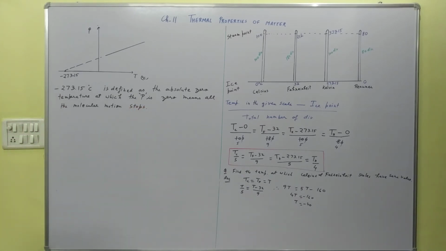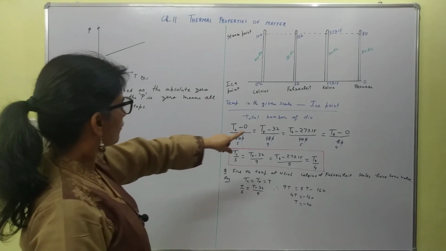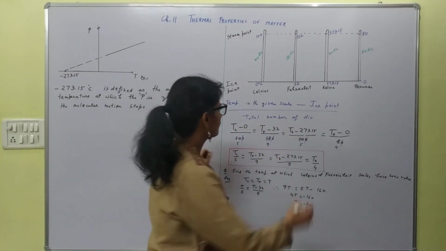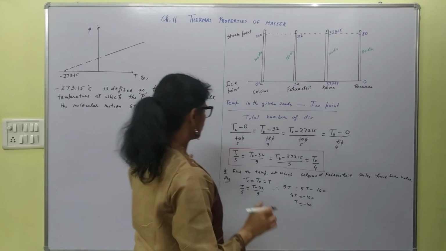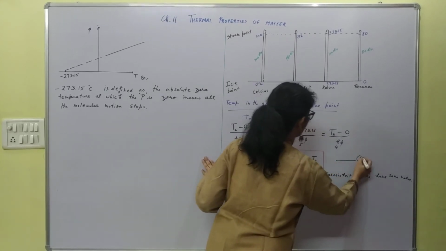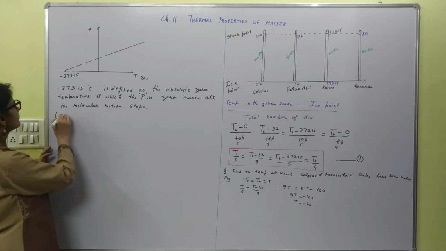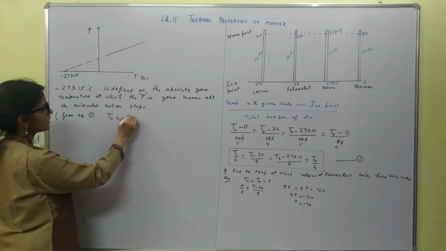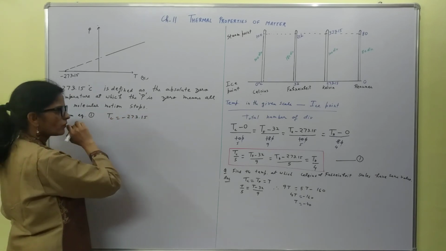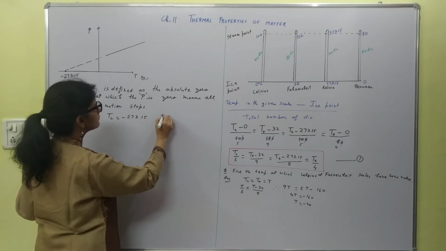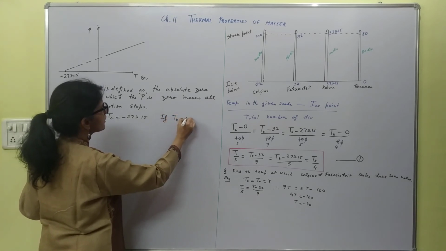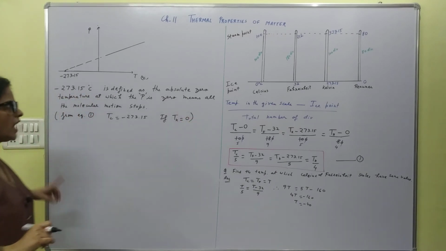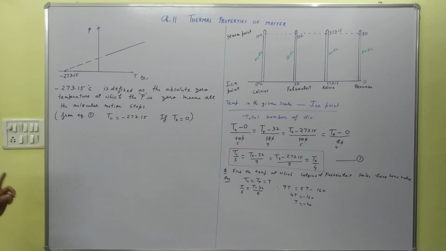right? Because if we look at this temperature in Celsius is minus 273.15 when Kelvin temperature is 0. So I'm just marking this as equation 1. We can just mention it from equation 1. Temperature in Celsius is minus 273.15 if temperature in Kelvin is 0. So that is why the Kelvin scale is also called as absolute scale of temperature, right?